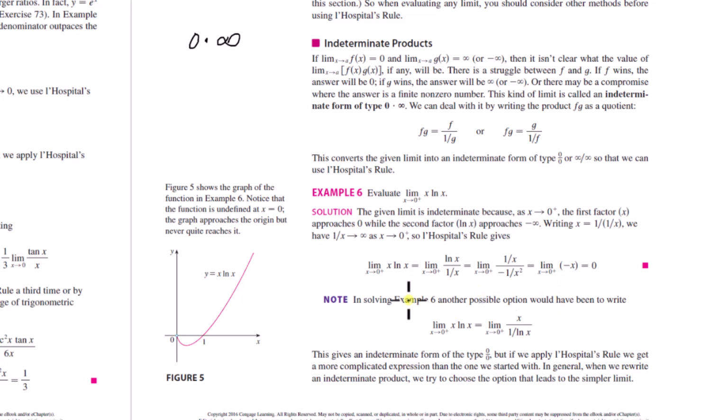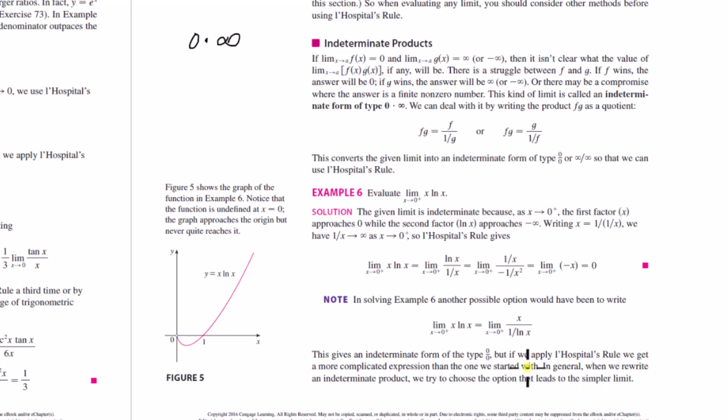Okay? Now, that's how you solve it. Now, it notes, though, that in solving this example, another possible option would have been to write it this way, right? You bring the natural log of x into the denominator, which also gives an indeterminate form of type 0 over 0, but you apply L'Hopital's rule, and you get a more complicated expression than the initial one, so you can't solve it. And so it says, in general, when we rewrite an indeterminate product, we try to choose the option that leads to the simpler limit.